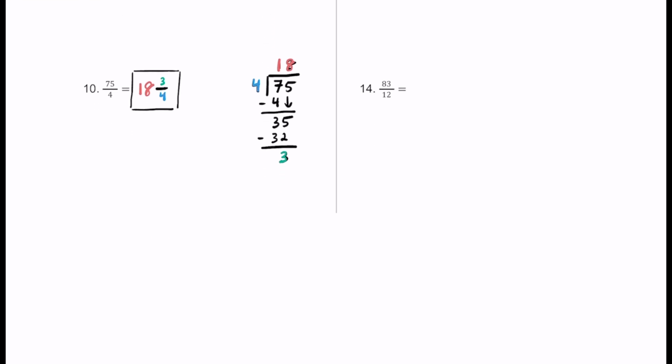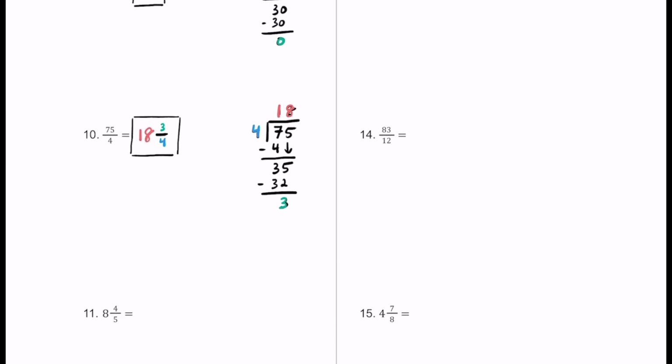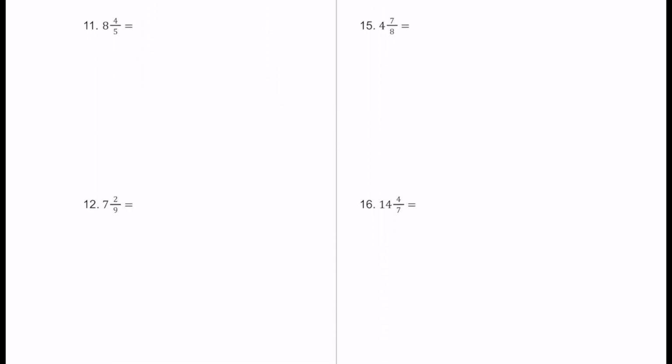Where do we have number 11? All right, for number 11, we have a mixed number here, so it's going to be 8 4/5. So let's go ahead and see what we can rewrite this as. So 8 times 5 is 40, so 8 is the same thing as 40 over 5 plus 4 over 5. Right, so 40 plus 4 is going to be 44. So the improper fraction version is going to be 44 over 5.